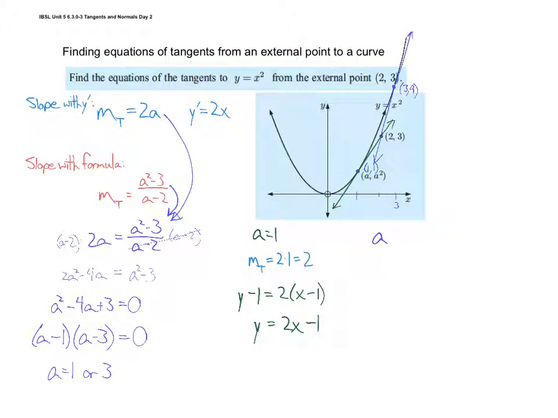However, if a equals 3, we have the point 3, 9. The slope of the tangent is 2 times 3, which is 6. So I have y minus 9 equals 6 times x minus 3. So y is 6x, negative 18 plus 9 is negative 9. Okay? So those are the equations of the two tangent lines that hit the point 2, 3 and are tangent to the curve y equals x squared.